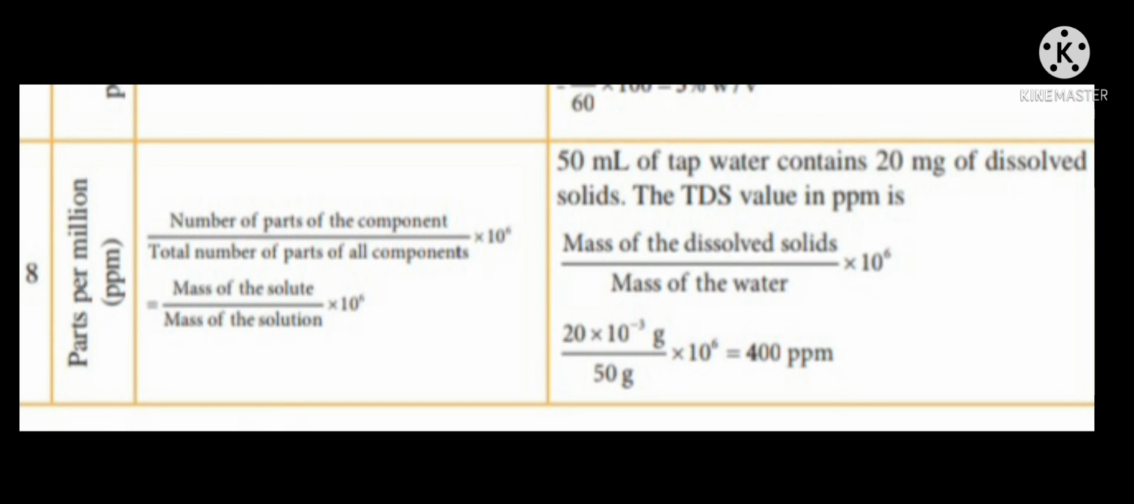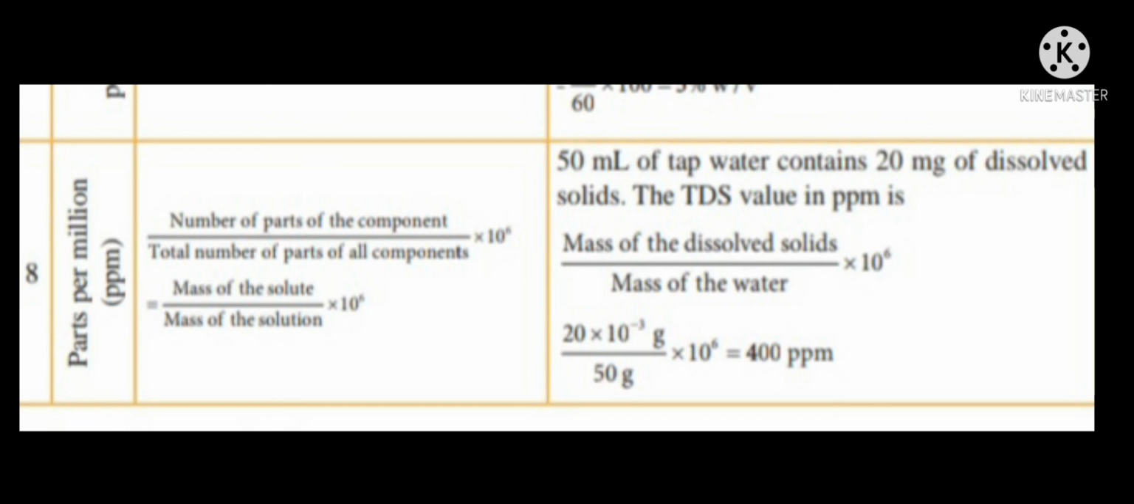The parts per million is expressed as number of parts of the component divided by total number of parts of all components into 10 to the power 6, which is equal to mass of the solute by mass of the solution into 10 to the power 6. It is explained here. 50 ml of tap water contains 20 mg of dissolved solids. The TDS value in ppm is mass of the dissolved solids divided by mass of the water into 10 to the power 6. Substitute the values in the above expression.